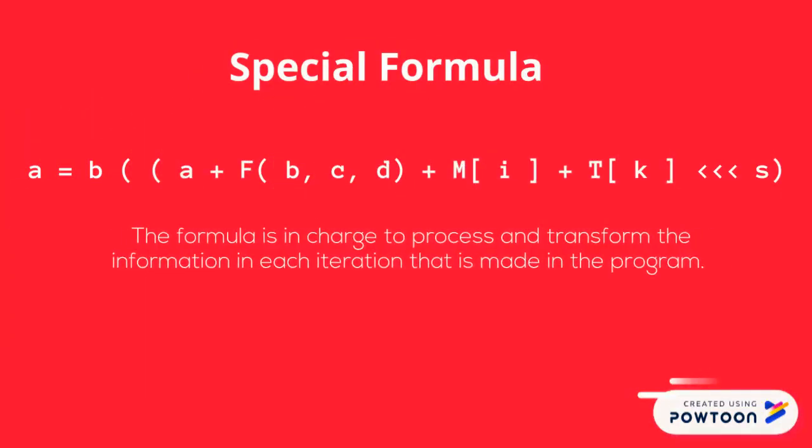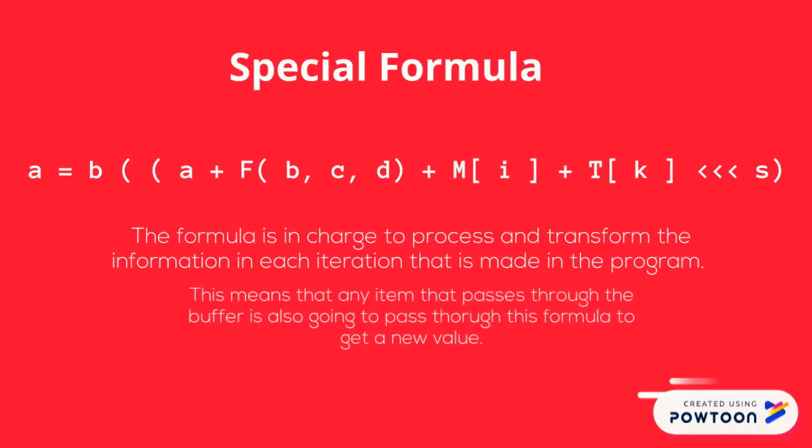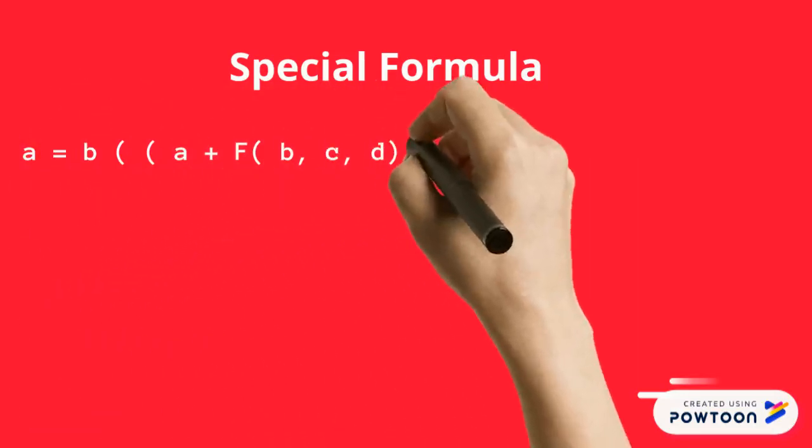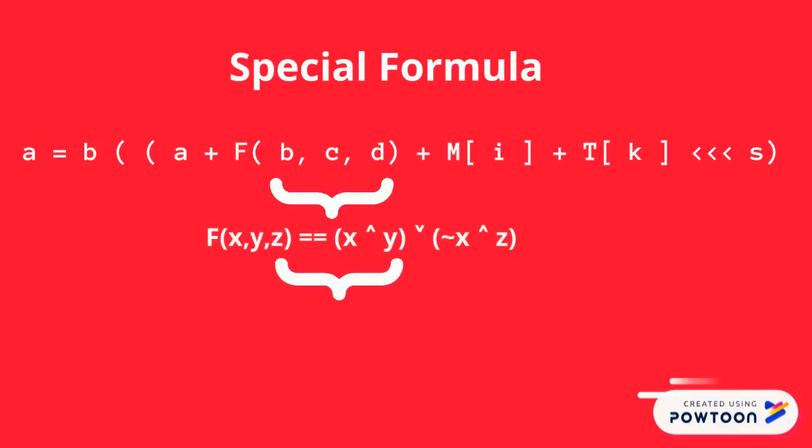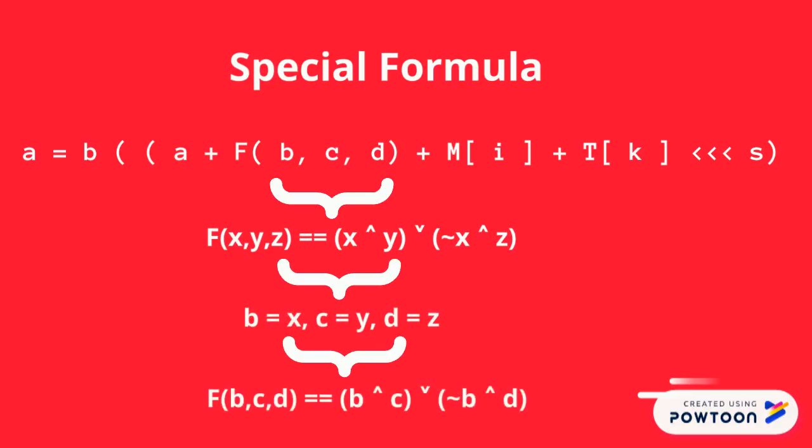This formula is in charge of processing and transforming the information in each iteration that is made in the program. As you can see, we have the value a equal to b plus the function of F with b, c, and d. In this part, we are saying that the values b, c, and d are going to be the values of x, y, and z from the original formula or process function. So we are just substituting.